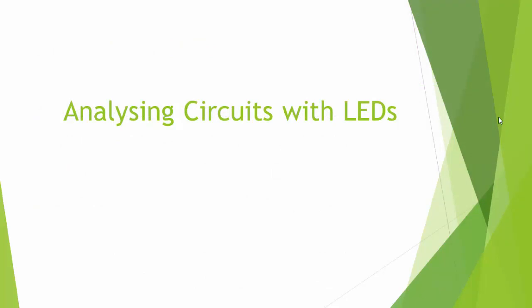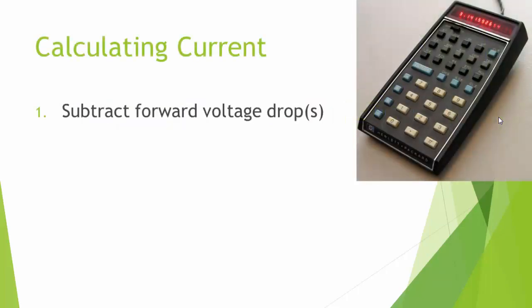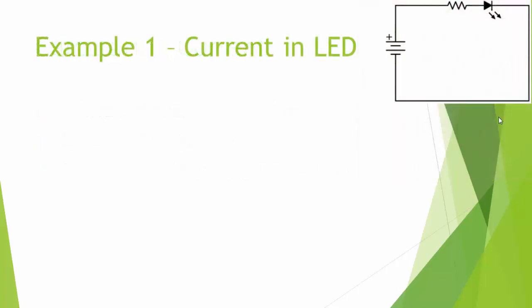Okay, now you might say to yourself, these sound like really complicated circuits. They're pretty simple to predict what's going on. When we go to calculate the current through one of these, we simply subtract the forward voltage drops. We assume the LED has 0 resistance, and then we look for any series resistors to determine our current. Let's look at an example.